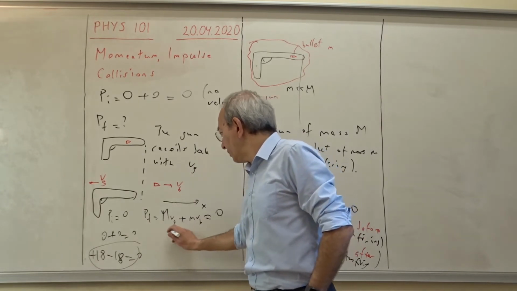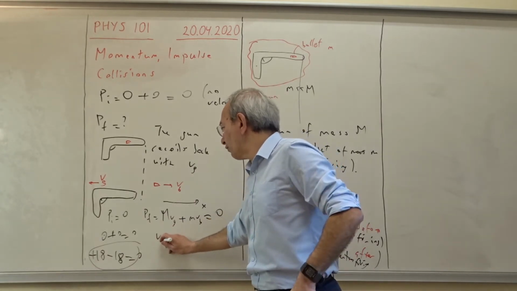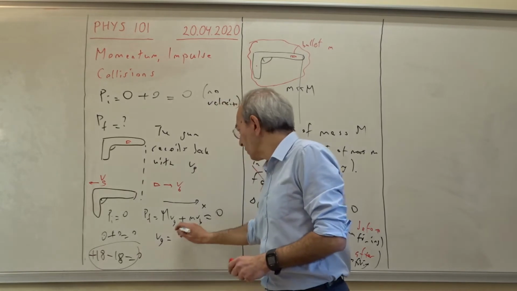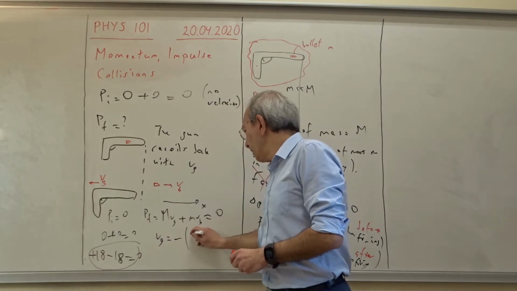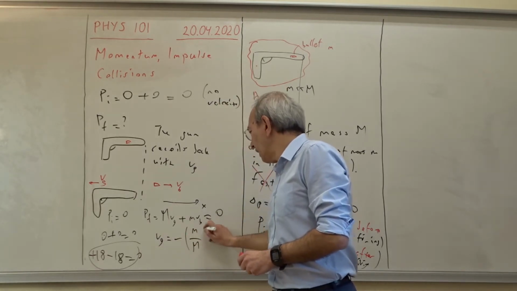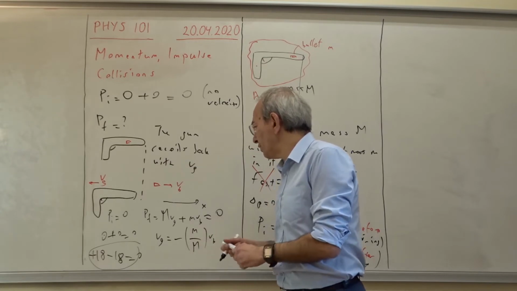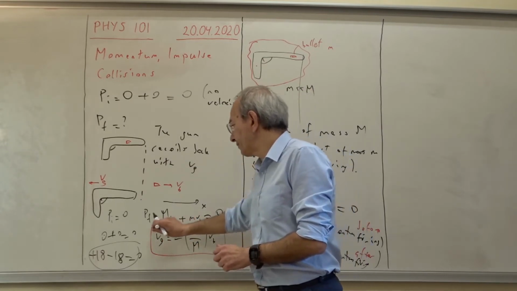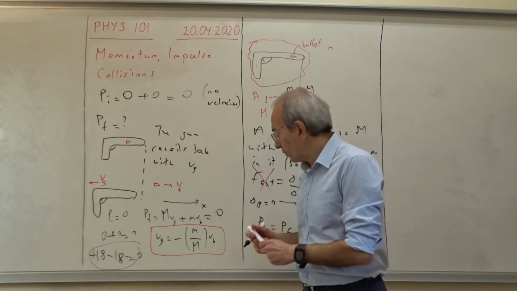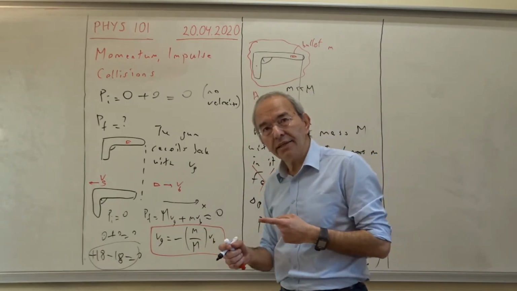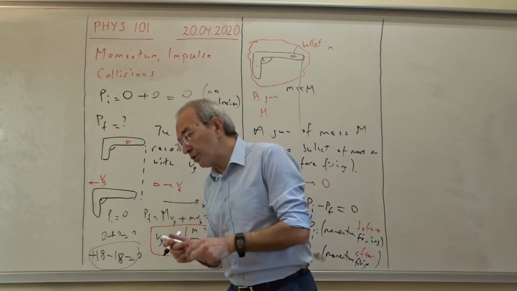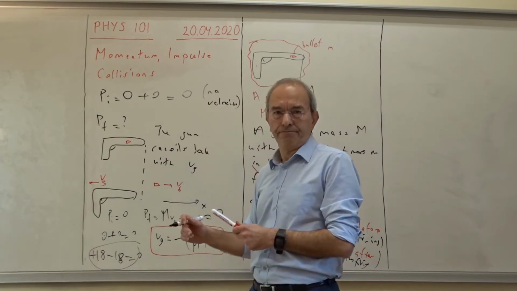it is obvious that from this equation, if you want to find V_G, take it to the other side: negative mass of the bullet over mass of the gun times velocity of the bullet. So this is the result. This minus sign represents that the recoiling is backward, in the minus x direction.